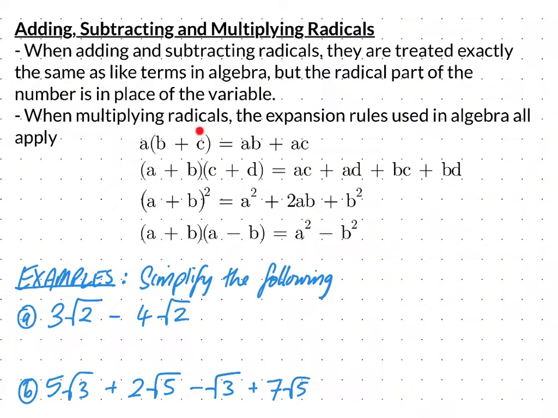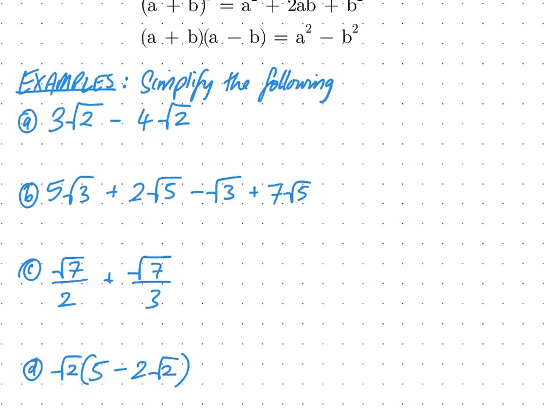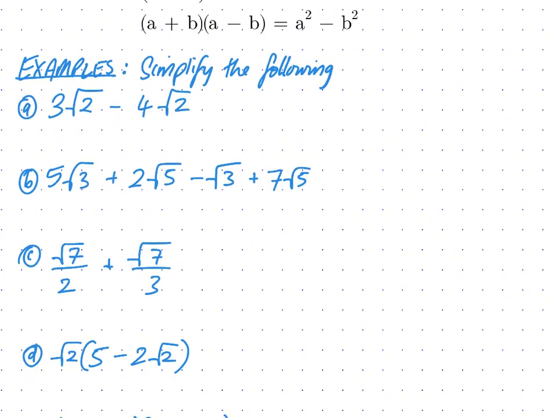When you're multiplying radicals, the expansion rules used in algebra all apply. So when you're multiplying expressions involving variables, you did this. The same thing's going to apply, but the variables, instead of letters, are going to be radicals, which is anything written with a root sign on it. So, let's practice. Simplify the following.